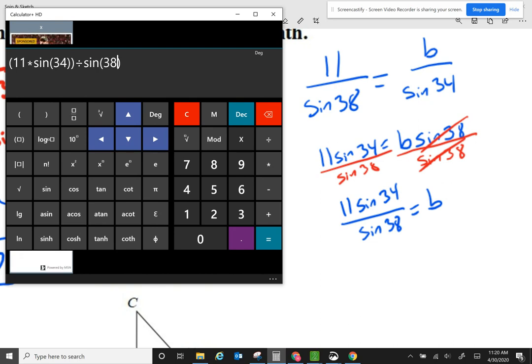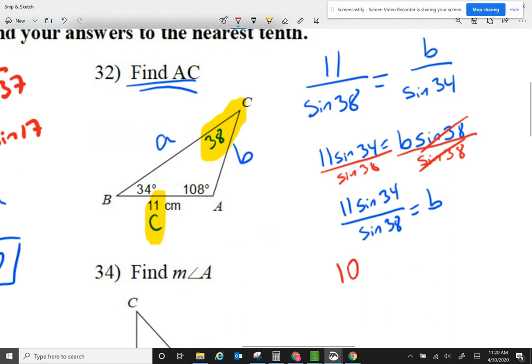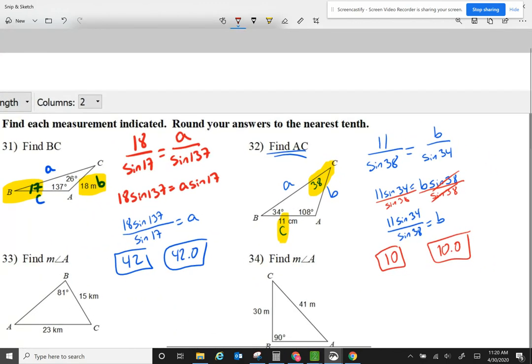All right, so I'm just going to press equal. I guess this is processing. Okay, 9.99. Have to round it to the nearest tenth, one decimal place. In this case, I have 10 or 10.0. Either way, it will be accepted on the homework.